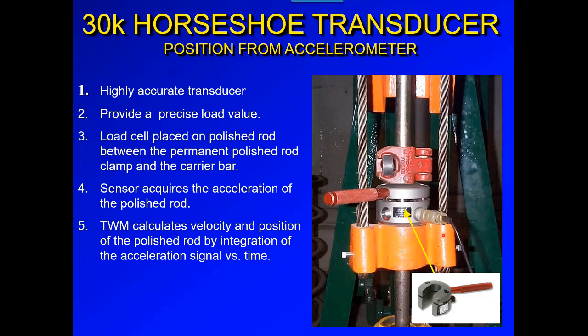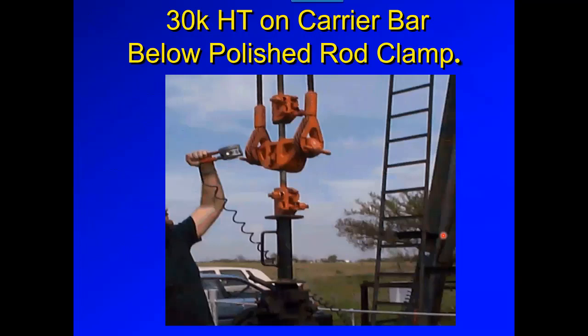Okay. Now, TAM will calculate the velocity as well as the position of the polish rod by integrating the data in the acceleration signal versus time. One of the things is whenever you create the separation between the polish rod clamp and the carrier bar, as seen in the below picture, you'll need about 4 inches, so that way you can install the 30K load cell. Very accurate. It does require the well to be stacked out for the installation of the 30K load cell.